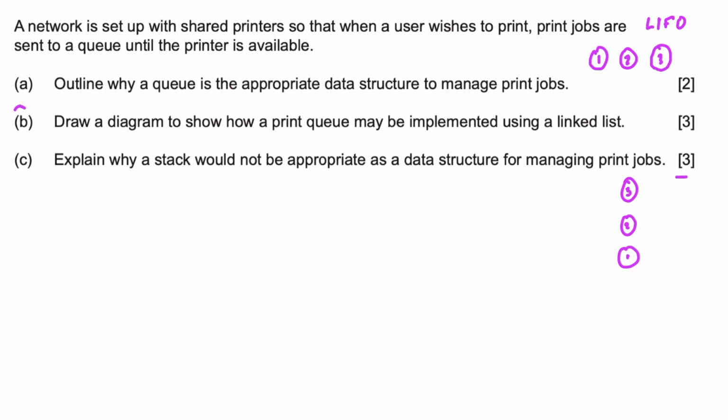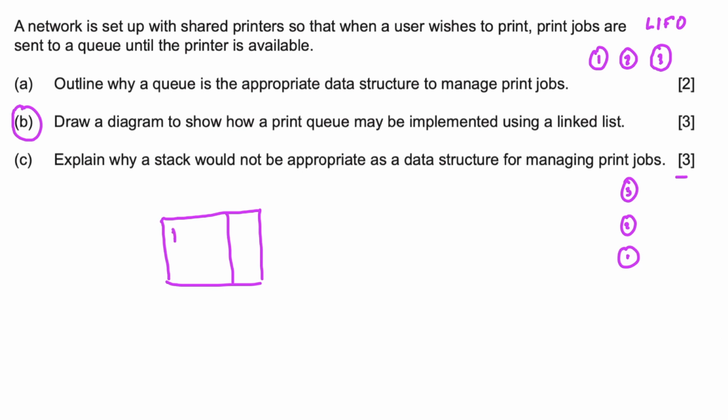But then if we look at B right here, it says draw a diagram to show how a print queue may be implemented using a linked list. So basically what we're doing right here is just drawing a diagram of a linked list. It doesn't really say what type of linked list. That could happen in other questions, but we can just assume that we're going to have a node.